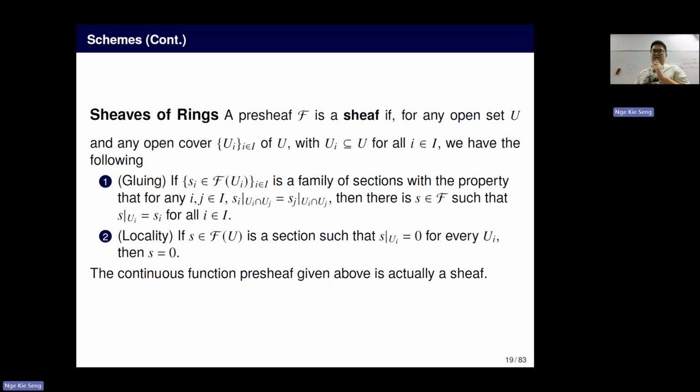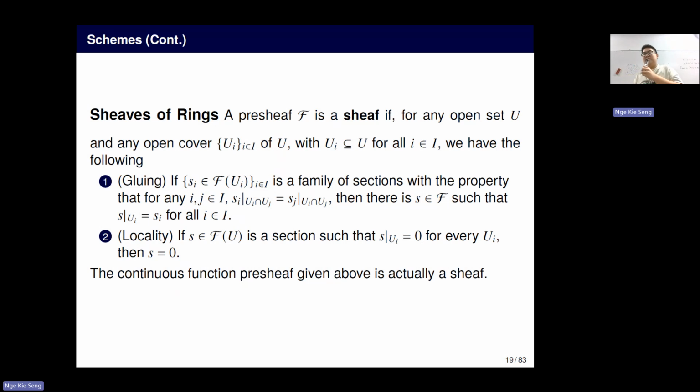And locality here essentially says that if the restriction is 0 for every U_i, then s equals 0. But basically, if you do a bit of algebra, it's just saying that the function we obtain from gluing is unique. You basically get a unique function from gluing like this.